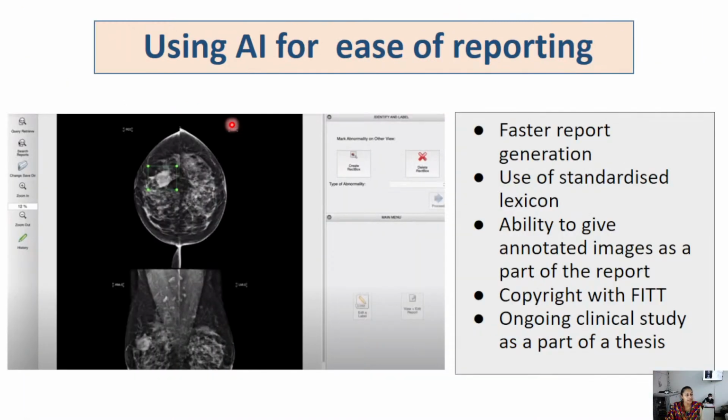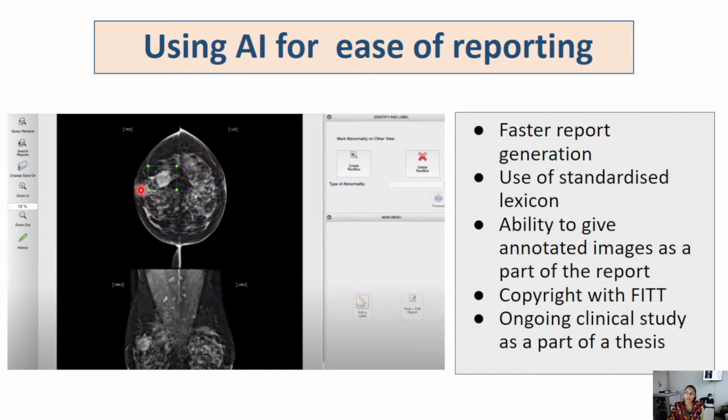Another use case that we use in our department is for increasing the ease of reporting. For instance, what we are traditionally used to is a radiologist looking at an imaging study and typing out a report separately on a separate system. But this takes a fair amount of time. Also, in a setting like ours, where there are so many residents who actually report, there is a fair variation in the language that they use.